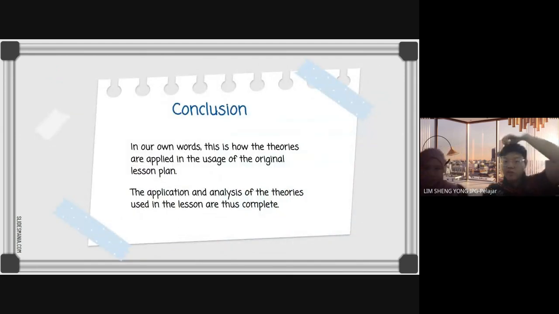In the conclusion, in our own words, this is how the theories were applied in the original lesson plan. The applications and analysis of the theories used in the lesson are thus complete.